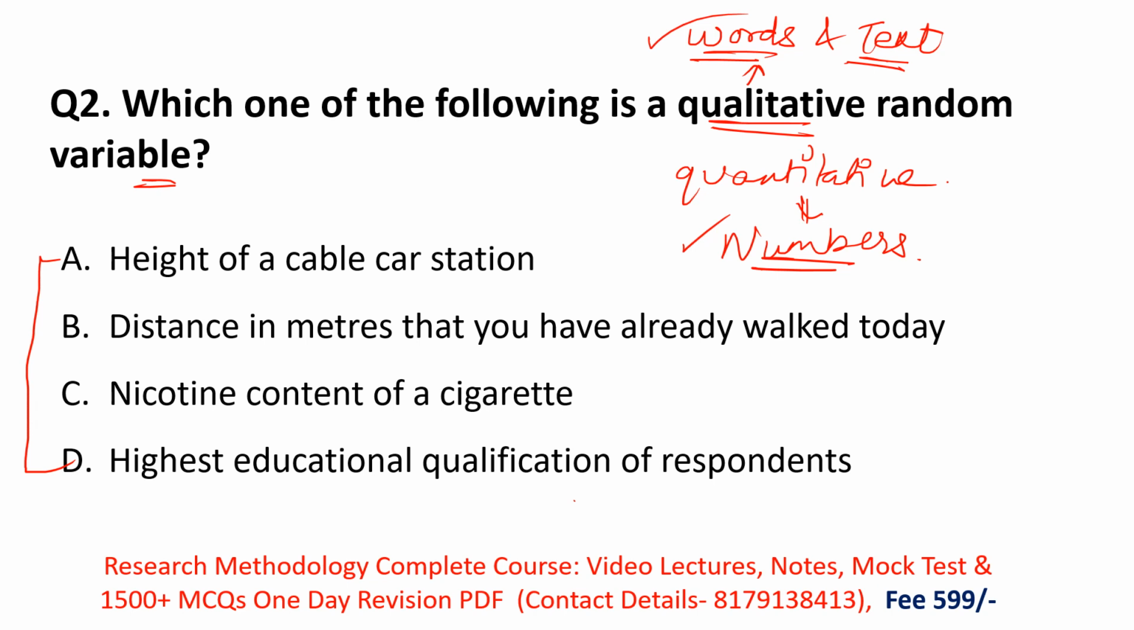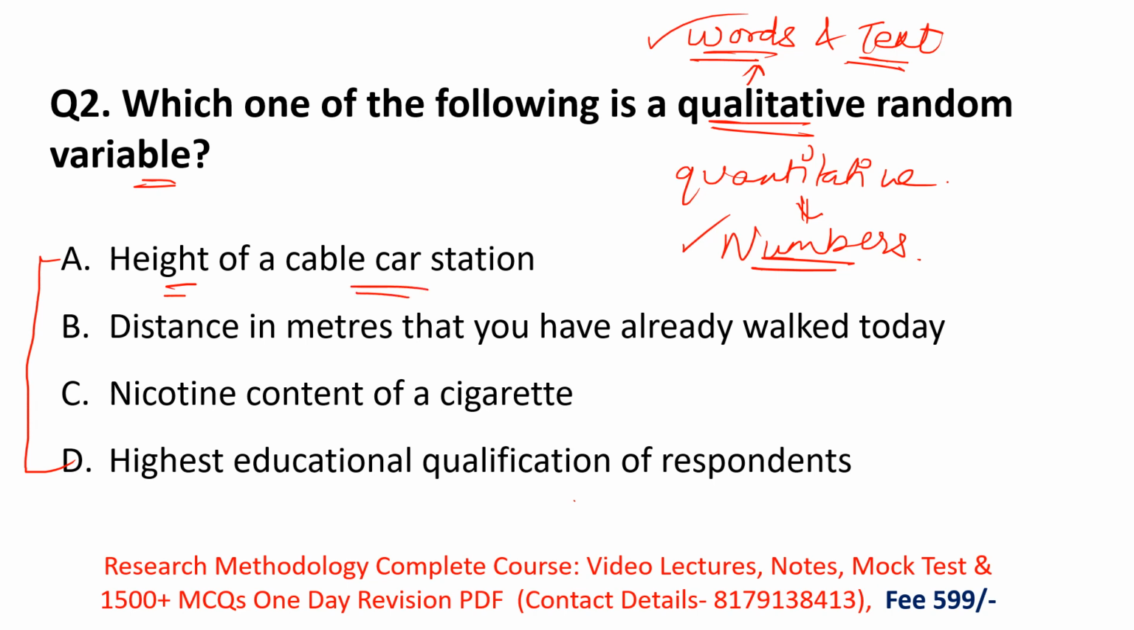Qualitative, the name itself defines the meaning, which shows quality. And quantitative means quantity, which gives us the idea about quantity, that means numbers basically. So one by one we'll see which option indicates a qualitative variable. Here option A is the height of a cable car station.